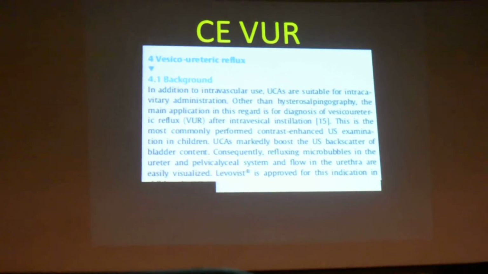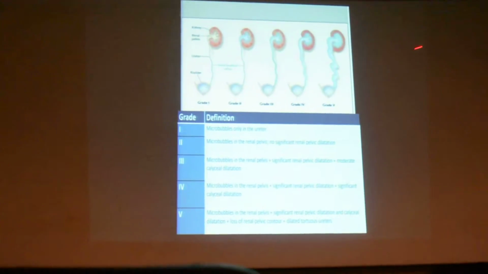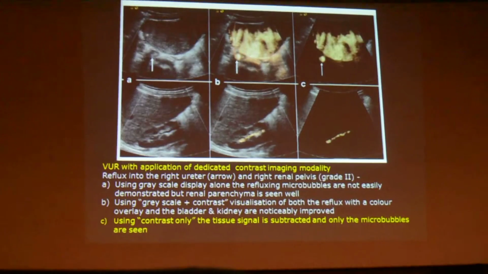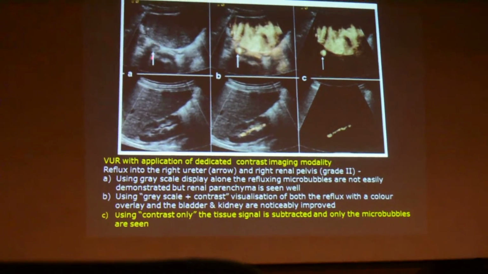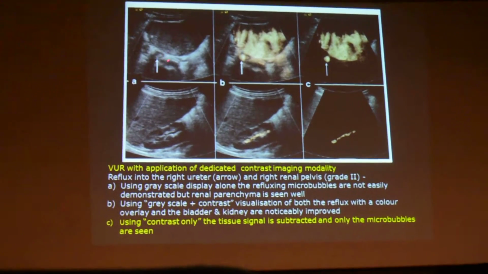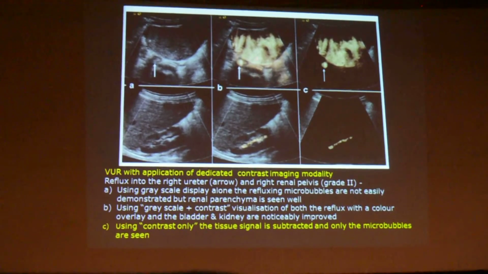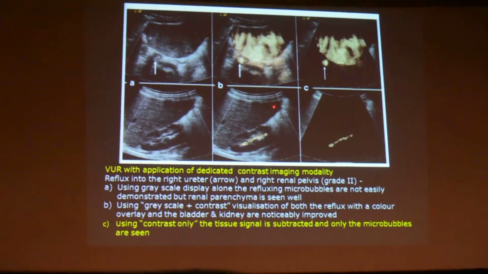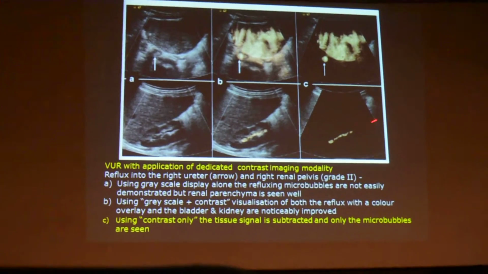For shortage of time, I'm running through this. It's useful in VUR and to know the various stages, grade 1 to grade 5. It can be seen nicely. And this one here you can see grayscale imaging. We can see the reflux, ureter and the kidney nicely. But once you use the contrast, we can see both details of the grayscale imaging as well as contrast imaging. And we can subtract the grayscale imaging and get the contrast opacification.